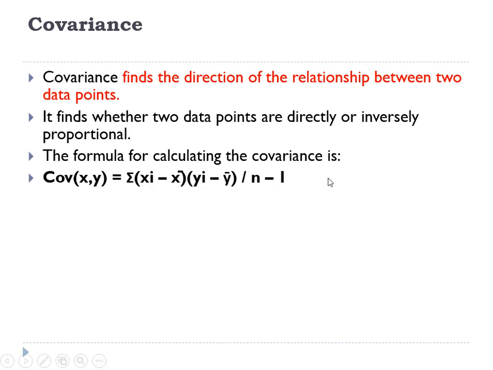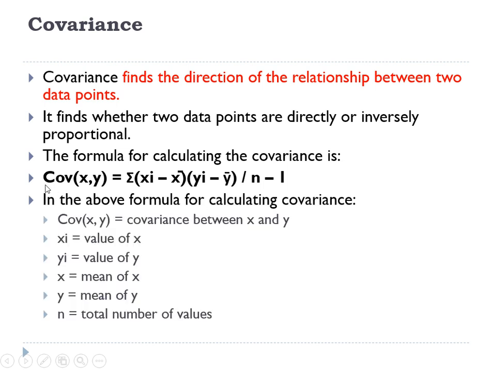The formula for calculating the covariance: since we are now finding the relationship between two data points, let's say they are xi and yi. Each one we subtract its mean, so xi minus x bar times yi minus y bar. For each data point xi and yi, you subtract the respective mean, sum them all together, and finally divide by n minus 1. That gives you the covariance.